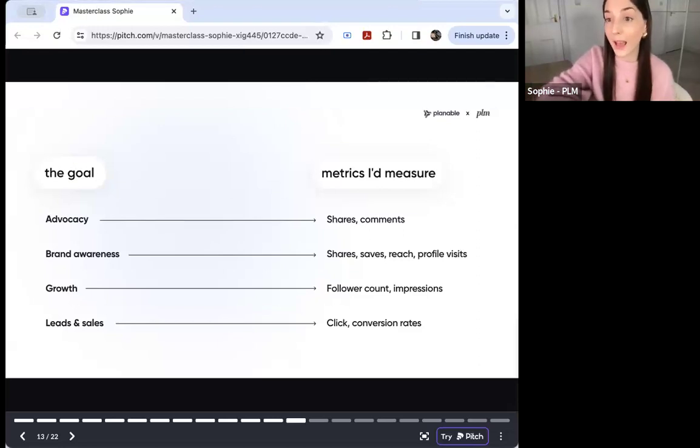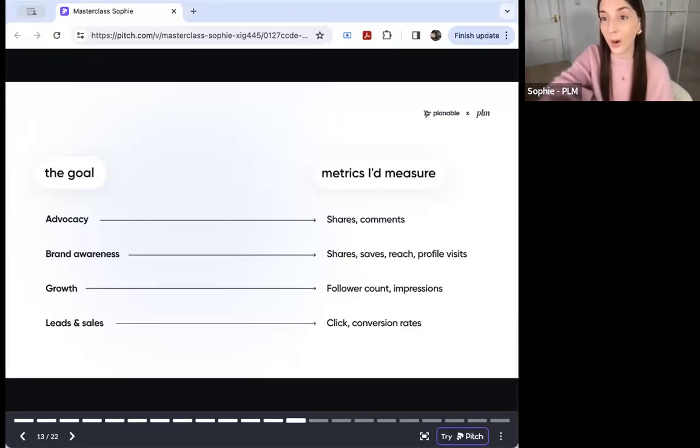Goal number one could be advocacy. It could be creating a loyal and engaged pool of audience members who love what you do, tell their friends about what you do, and champion you and who you are. For me, advocacy, I guess, is a community builder. Community is my job.